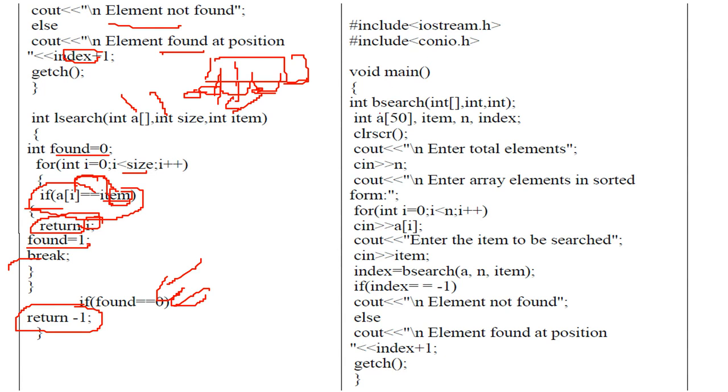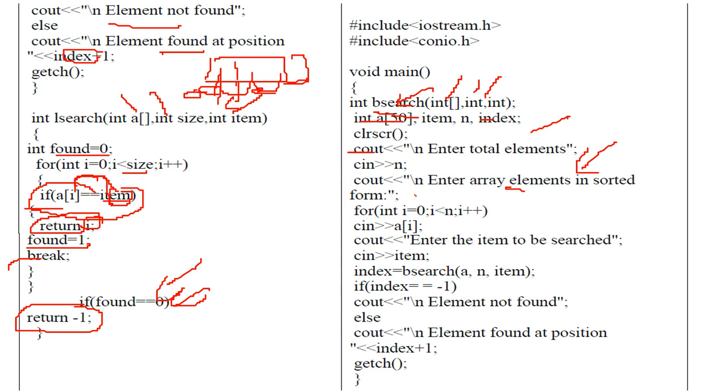This is a binary search program, B search. In this we pass the array, the size and the element to be searched. Now these are the various variables we have made. Then we say cout, enter total elements. Then enter elements in sorted form. We have to enter the elements in sorted form. This is very essential as far as binary search is concerned.